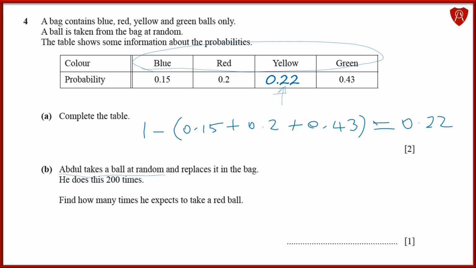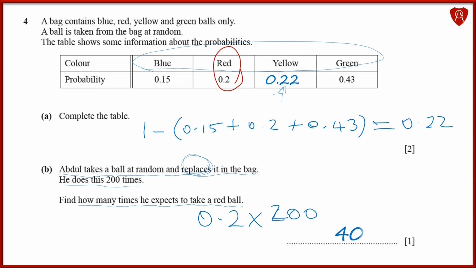Abdul takes a ball at random and replaces it in the bag. He does this 200 times. Find how many times he expects to take a red ball. Every time he takes a ball, the chance of a red ball is 0.2. So, to do that 200 times would give us 0.2 times 200, which results with 40.